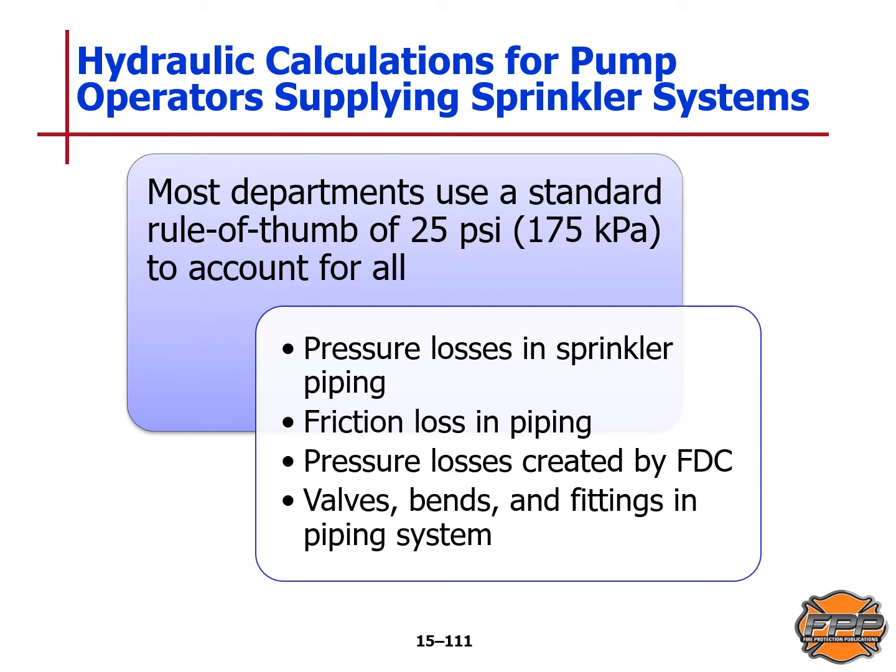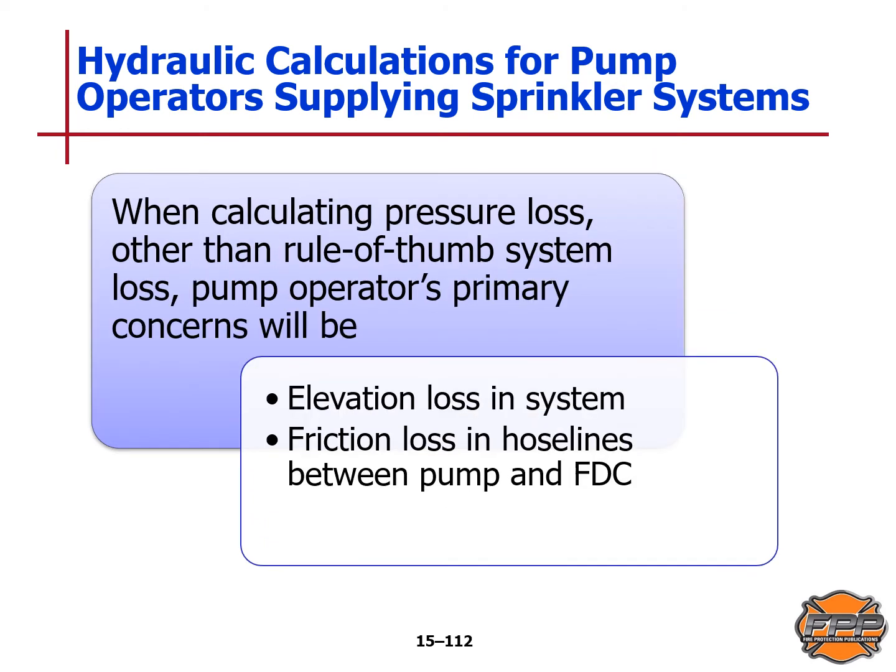Most departments use a standard rule of thumb of 25 psi, or 175 kilopascals, to account for all pressure losses in sprinkler piping, friction loss in piping, pressure losses created by the fire department connection, and valves, bends, and fittings in the piping systems. When calculating pressure loss, other than the rule of thumb system loss, the pump operator's primary concerns will be elevation loss in the system and friction loss in the hose lines between the pump and the fire department connection.